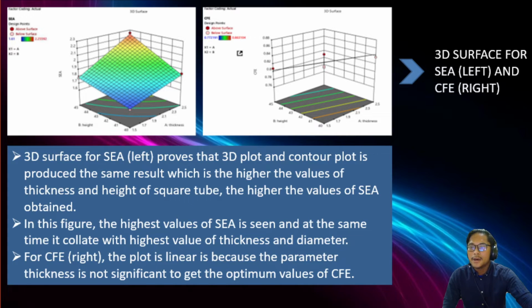In this figure, the highest value of SEA is seen at the same time it collates with the highest value of thickness and diameter. For CFE, the plot is linear because the parameter thickness is not significant to get the optimum values of CFE.